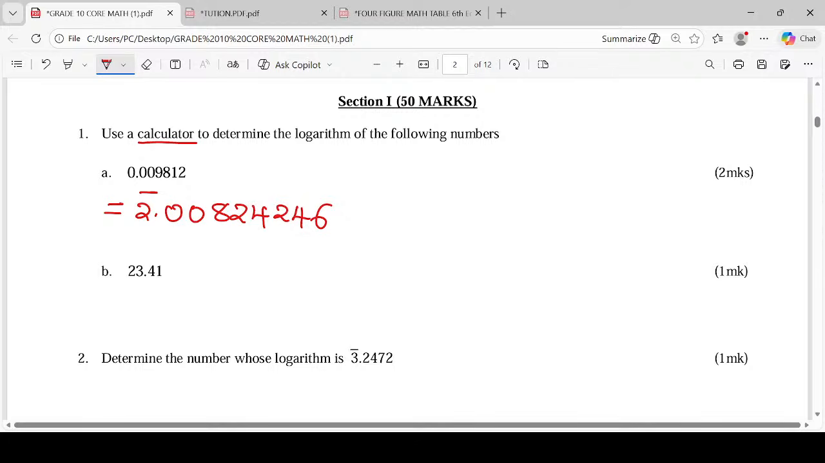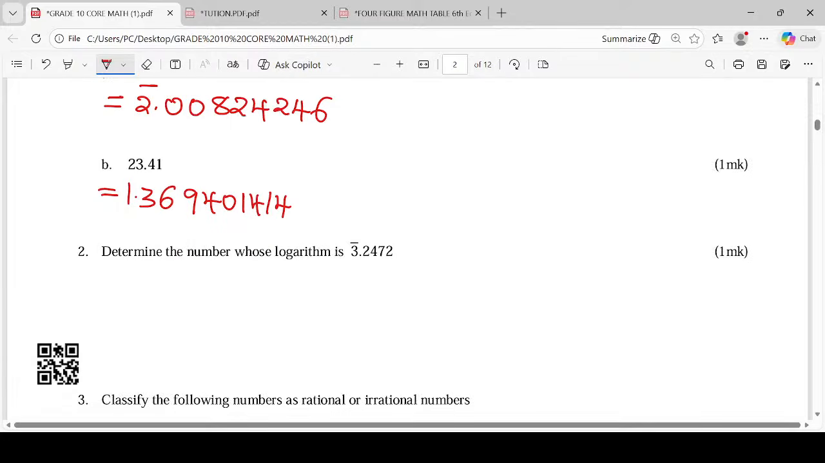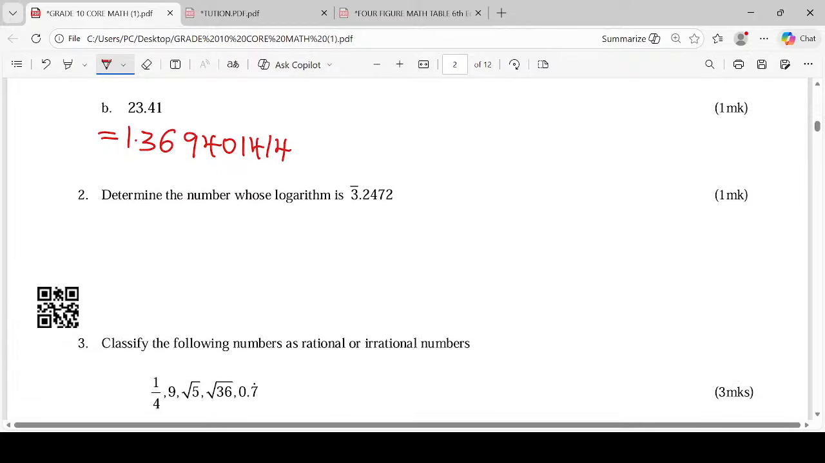Then for part B, the logarithm of 23.41, what you do, just go to your calculator, then press the log of 23.41, ladies and gentlemen, where you're going to get 1.369401414. As simple as that.